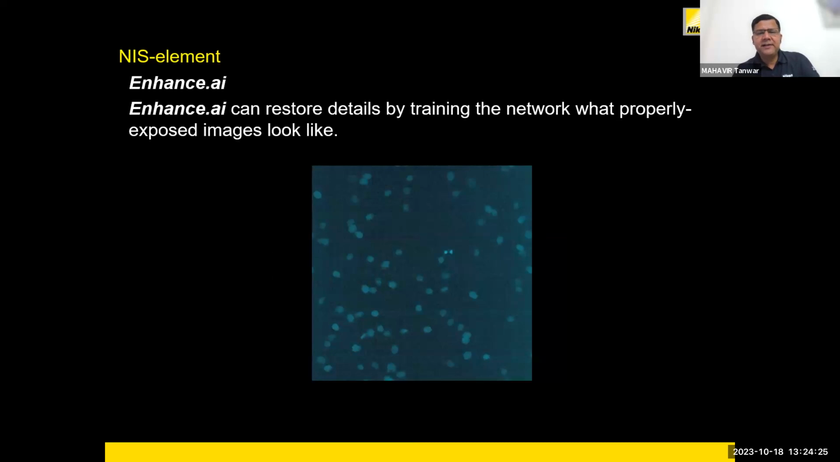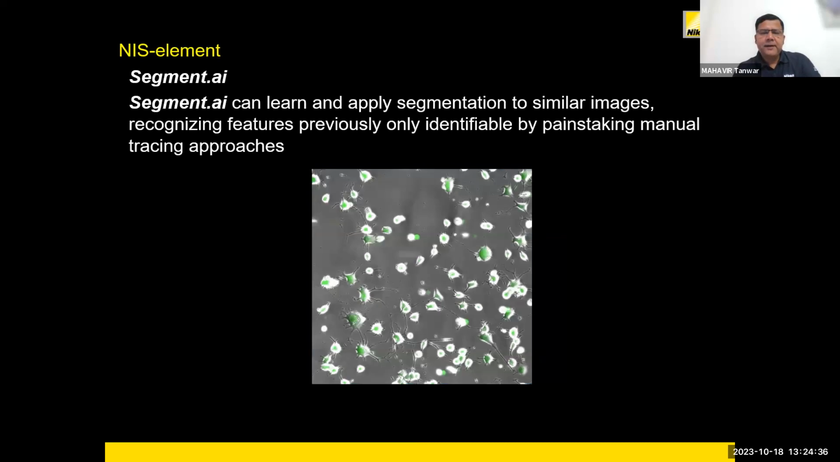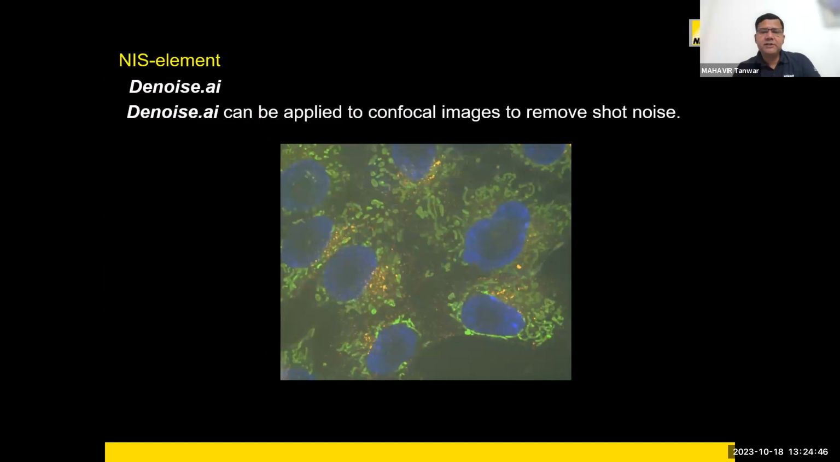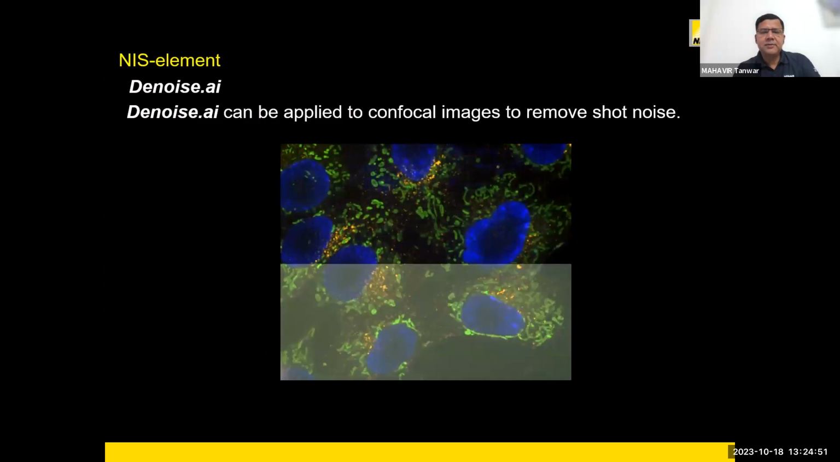Let's say sometimes it's a very low light fluorescence, old sample, and you want to enhance it. There's a lot of background, so you can remove the background using AI. And sometimes you want to count the processes. If you see these processes, it's very difficult to count, so those can be done using a segment AI. You want to denoise? Let's say this is a very noisy sample. You can remove the noise and enhance the sample.